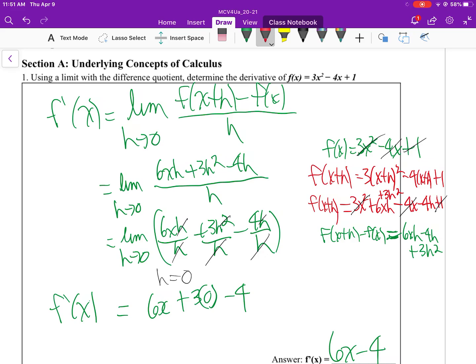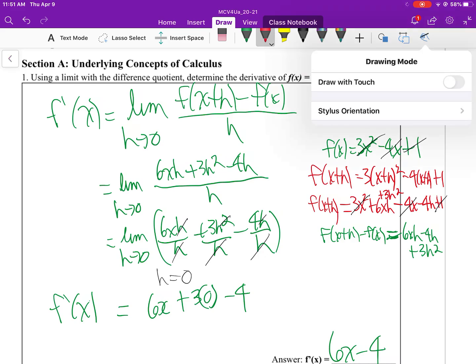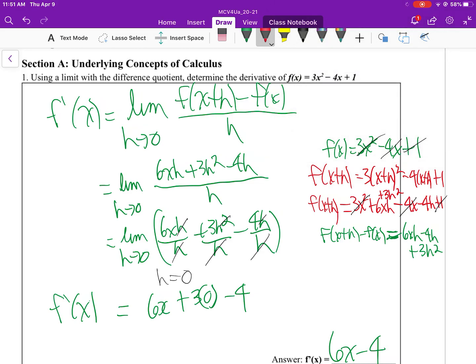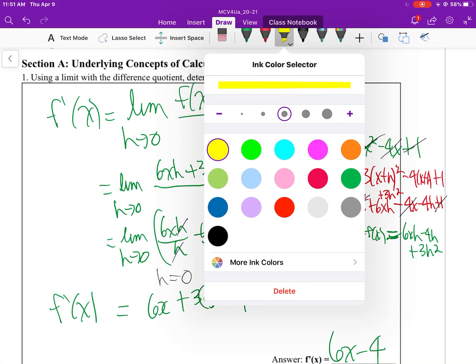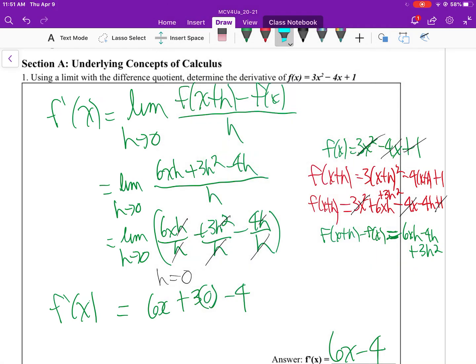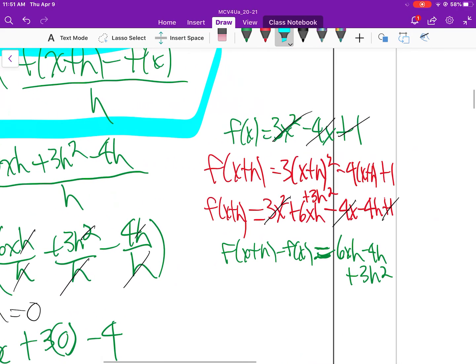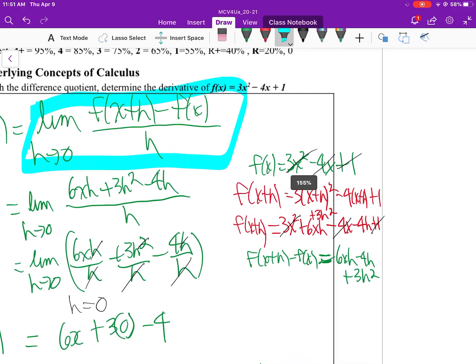So to begin with, this question was about determining the definition of the derivative, what we say from first principles or from the difference quotient. To start any question like this, you're going to need to start by writing the difference quotient, and that's this part right here. That equation is the difference quotient.